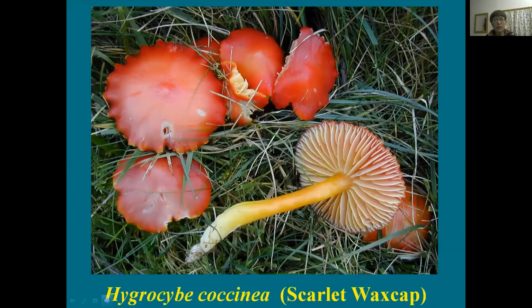This is relatively common. It's the scarlet wax cap with a lovely bright red cap. It's not usually a massive fungus, but it can be, what's that, up to a couple of inches across, which is what, 3 centimeters, 4 centimeters, something like that. But this lovely red color and very often a yellowish stipe, very characteristic of most grasslands, waxcap grassland sites.